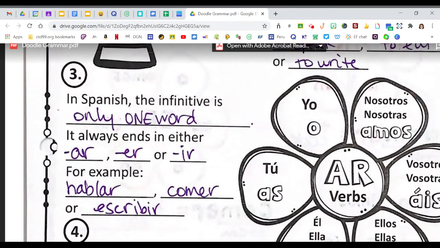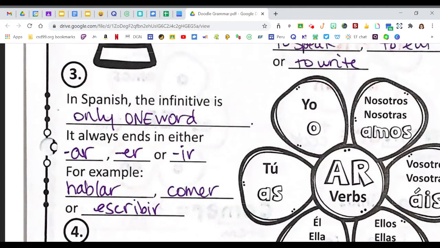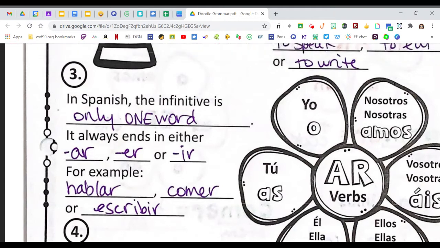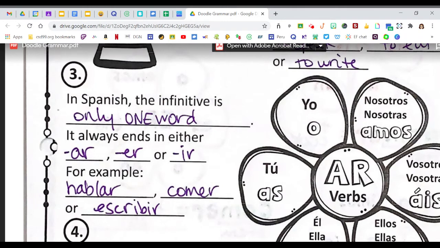In Spanish, the infinitive is only one word. The word, the verb, the action, the infinitive in Spanish always ends in a combination of these three: AR, ER, and IR. Those combinations of letters will always be the endings for infinitives in Spanish. AR, ER, IR. You see three examples down below.